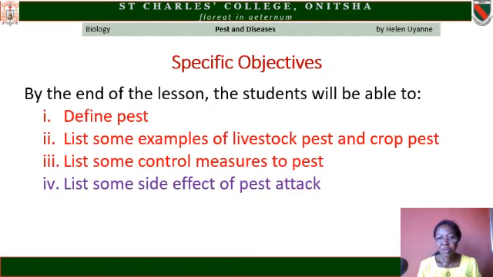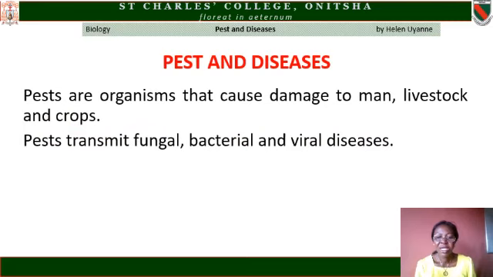Before we go on, we shall look at our specific objectives. By the end of this lesson, you students will be able to: 1, define pests; 2, list some examples of livestock pests and crop pests; 3, list some control measures to pests; and finally, list some side effects of pest attack. Now, let's go to the lesson proper.